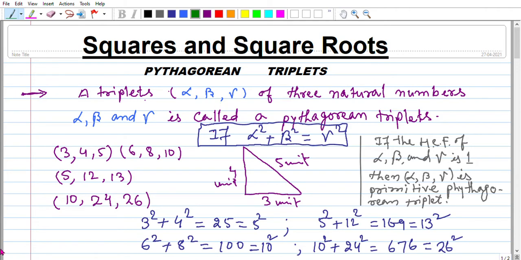Today we try to understand and learn something about Pythagorean triplets. It is part of squares and square roots, and nowadays it is playing a vital role in our competitions.